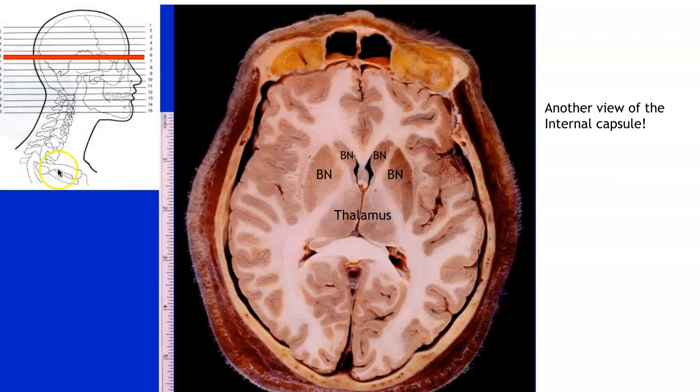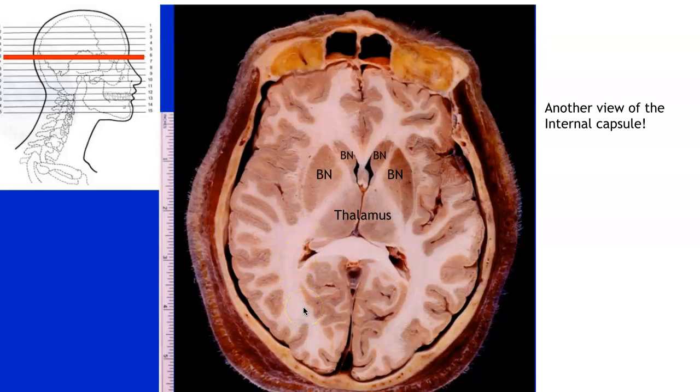Here's another view of the internal capsule. Here's a transverse cut showing you they're cutting it right through here. Here's the fat of the eyeballs. Here's the frontal lobe, occipital lobe. So these gray matter collections here, we're going to talk about them shortly. This is the basal nuclei. This is big gray matter deep within the brain. And this is the thalamus, which is part of the diencephalon that we're going to get to next.